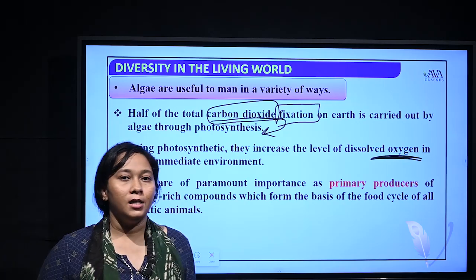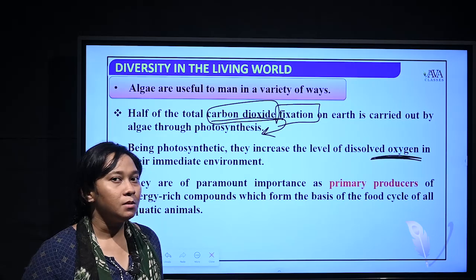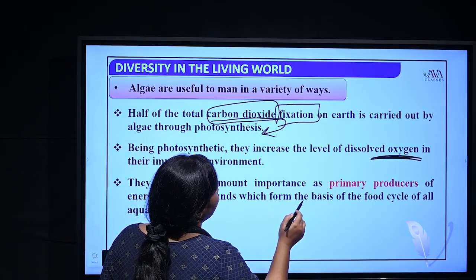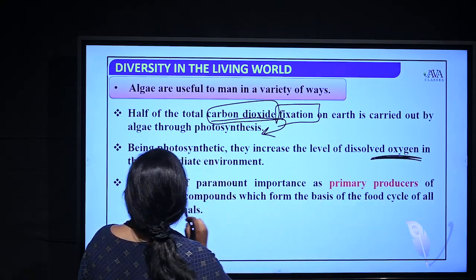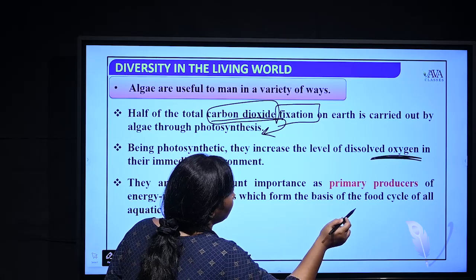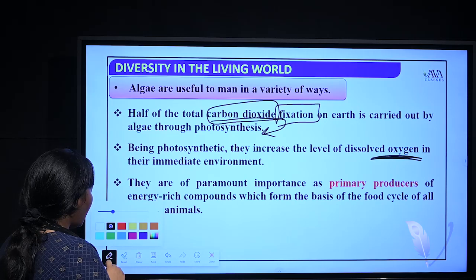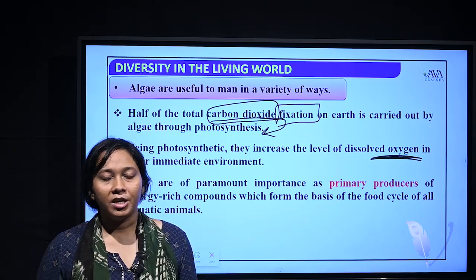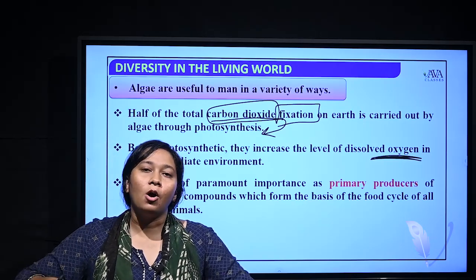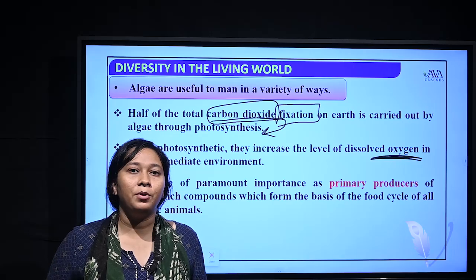So that oxygen they also get from the algae. And how do algae give oxygen to the aquatic organisms? By the process of photosynthesis. They are of paramount importance as primary producers of the energy rich compounds which form the basis of the food cycle of all aquatic organisms. As we have studied about the food chain, generally in a food chain, whether it is a land ecosystem or an aquatic ecosystem, plants are the main producers.